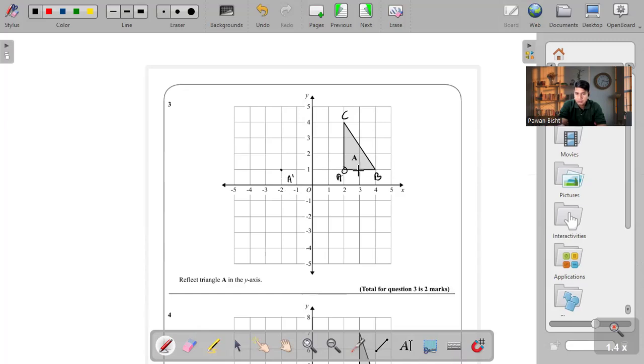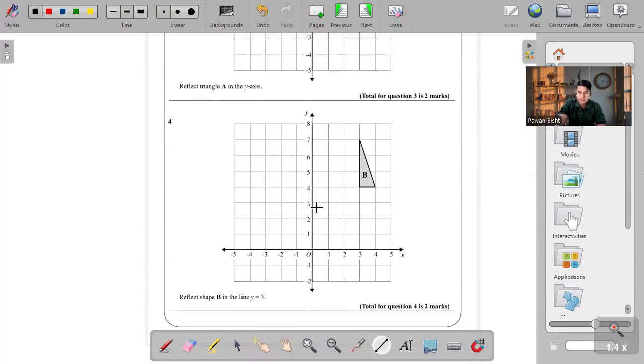This B coordinate, 1, 2, 3, 4, is 4 units right. So we count from here 1, 2, 3, 4 units left. B dash. This is 2 right, so 2 left. C dash. Join it. So you see A dash, B dash, C dash is the reflection of triangle ABC along the y-axis. Clear? Right. Next.